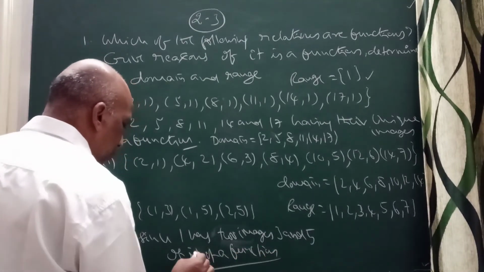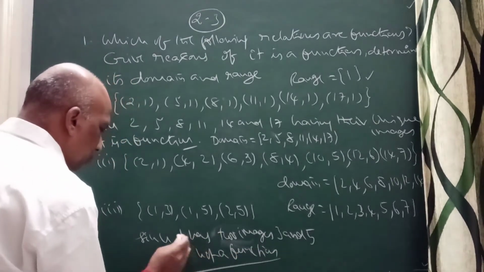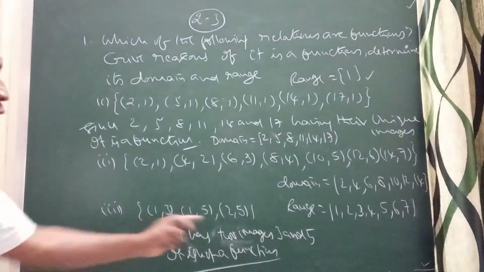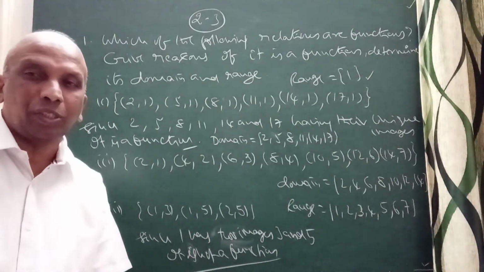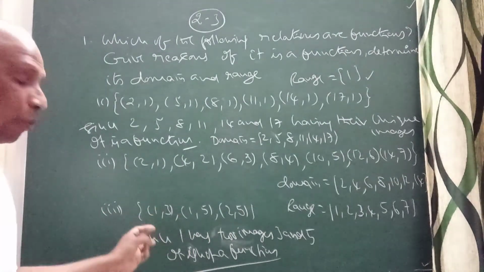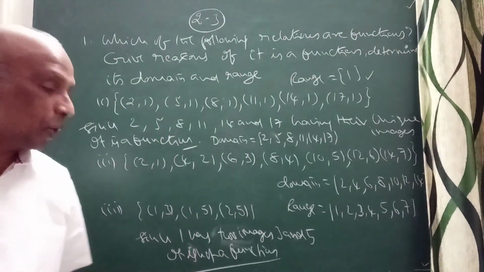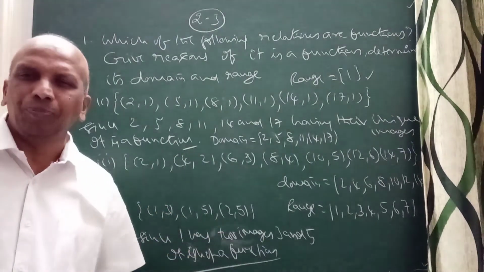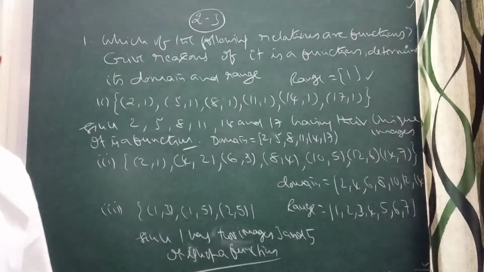It is not a function. Since 1 has two images, 3 and 5, it is not a function, because every element of the domain should have a unique image, right? So it is not a function here. Now I will explain the second problem.